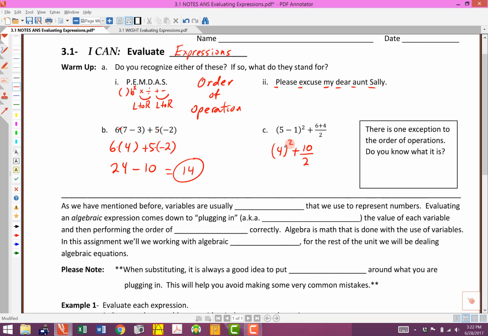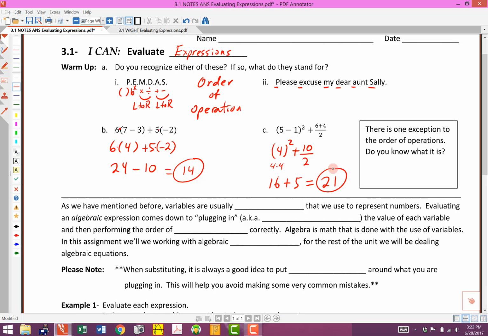2. So 4 squared doesn't mean 4 times 2. It means 4 times 4, and 4 times 4 is 16. And then we're going to add 10 divided by 2. That ends up being 5, so we add those together. 16 plus 5 is 21. So the answer on that problem is 21 once we evaluate that.